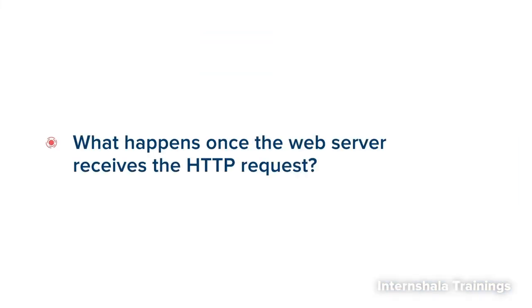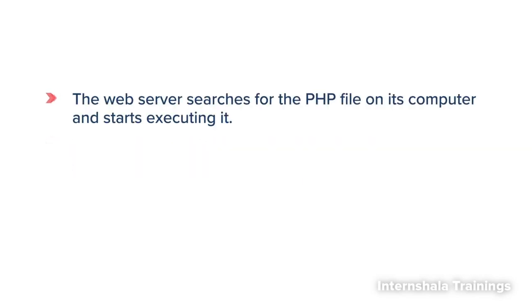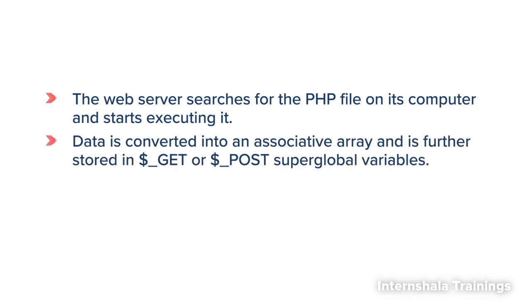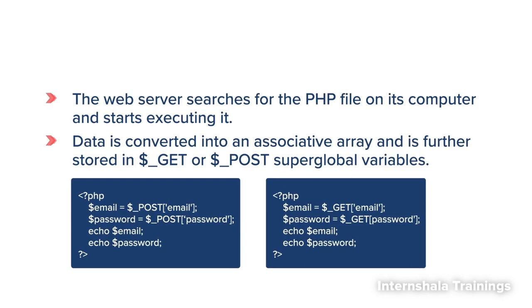So, what happens on the server side when the web server receives the HTTP request? This happens in multiple steps. First, we know the HTTP request that goes to the web server is for a PHP file, that is submit.php. As we know, PHP is a server-side scripting language. The web server will start looking for this file on its computer and will start executing it. As the file is executed, the web server converts the key value data into an associative array that can be accessed through PHP. Depending on the type of method attribute used, the associative array is stored in the $_GET and $_POST superglobal variables, which we can use to access these data.